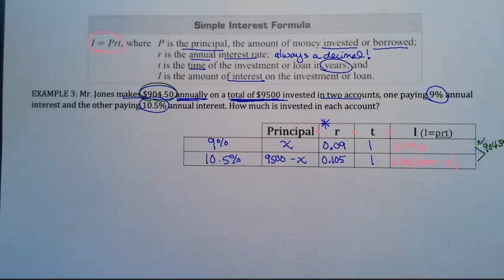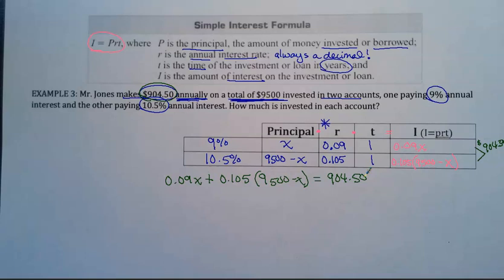904.50. That's a little hard to see. My page is running off. So when we're writing our equation, that's what we're going to get. We're going to say 0.09x plus the second interest quantity, 0.105 times 9,500 minus x. If I add those two quantities, I'm going to get $904.50.